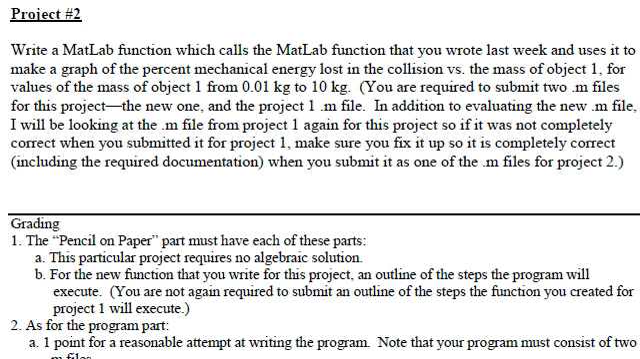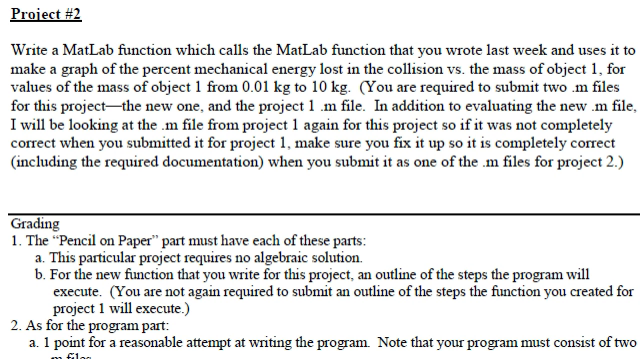This is project number 2, video number 1, the one in which we do the pencil on paper part. We're supposed to write a MATLAB function which calls the MATLAB function you wrote last week and uses it to make a graph of the percent mechanical energy lost in the collision that we had going on last week. Alright, so let's write an outline of the code is all we need. Step 1. There is no algebraic solution for this part, and that's reflected in the grading checklist. This particular project requires no algebraic solution.